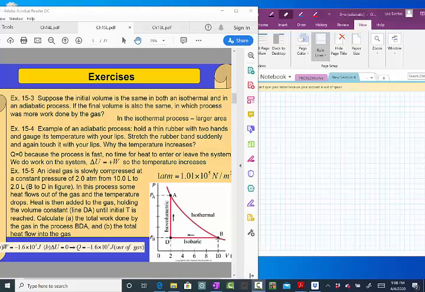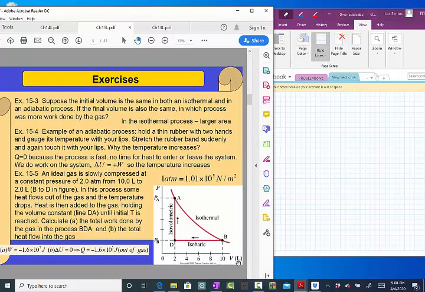We are going from B, where the volume is 10 liters, all the way to D, where the volume becomes 2 liters. Let me try to make this a little bigger. You see the unit here is liter, and they are saying that this pressure, this PB that you see here, is 2 atm. Very well. In this process, some heat flows out of the gas.